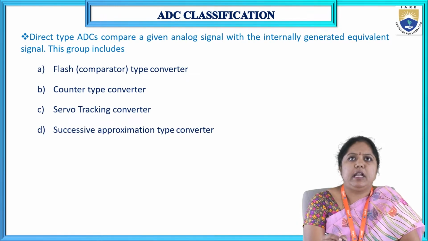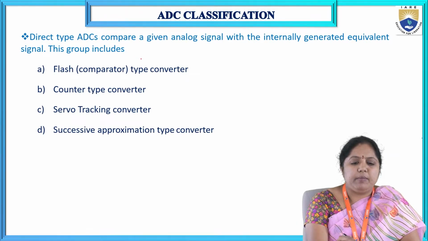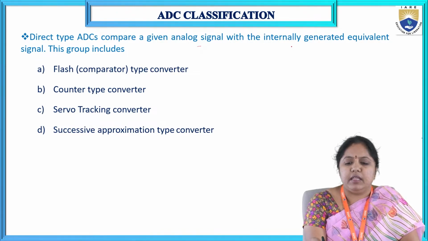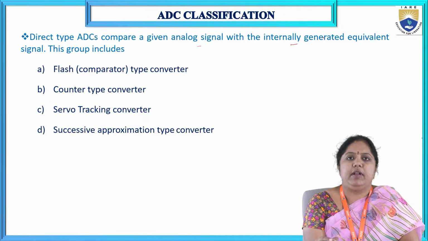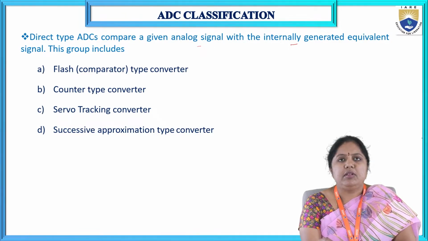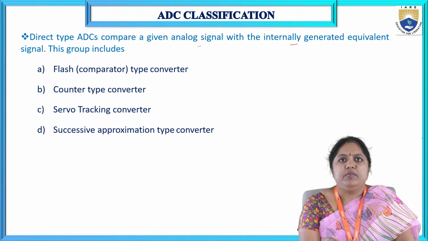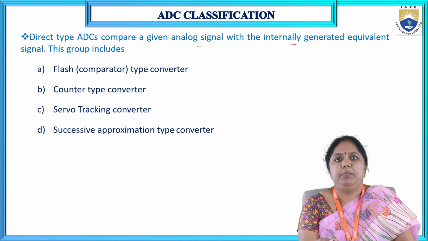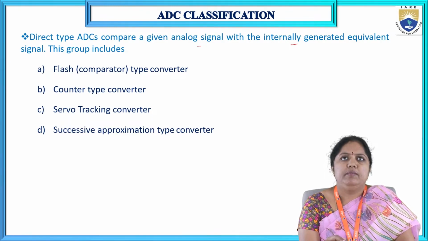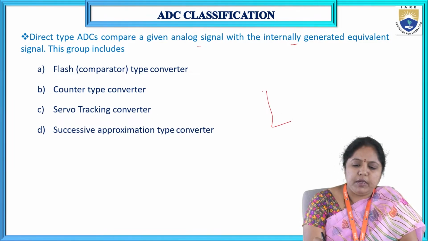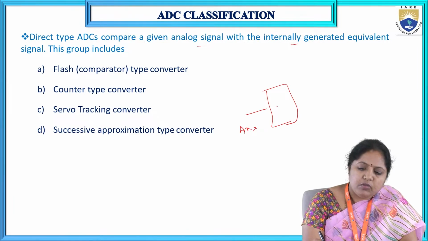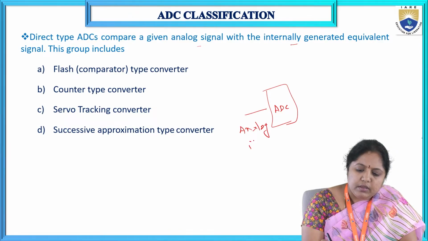So in this direct type of ADC, it will compare a given analog input signal with the internally generated equivalent signal. Means in this direct type of ADC, we are giving the analog input signal to the circuit. So for the analog to digital converter, the input we are giving is the analog input signal.